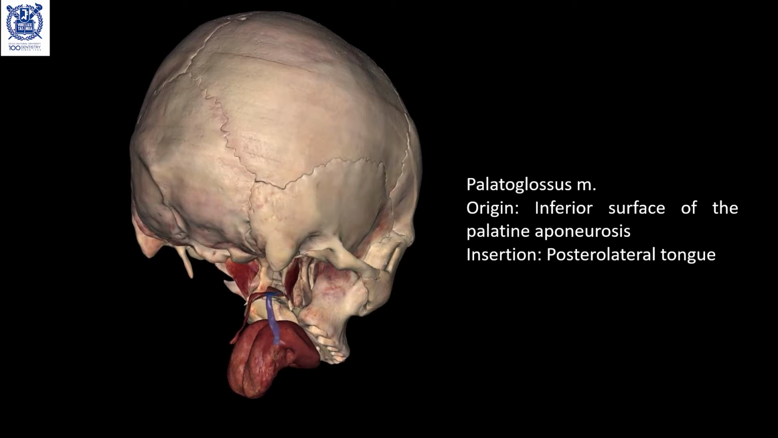It elevates the posterior tongue, closes the oropharyngeal isthmus, and aids initiation of swallowing. This muscle also prevents the spill of saliva from the vestibule into the oropharynx by maintaining the palatoglossal arch. And it also aids in breathing by raising the back part of the tongue.